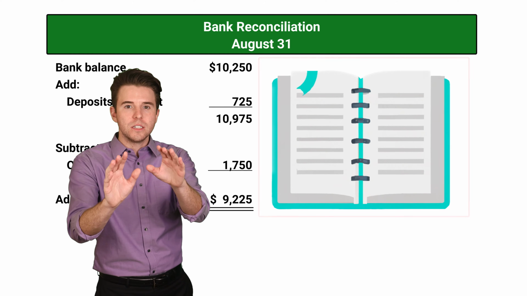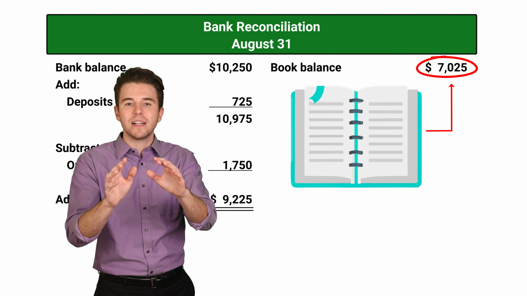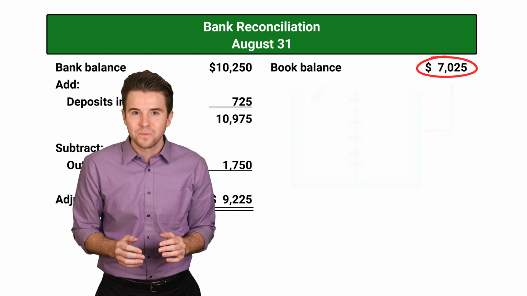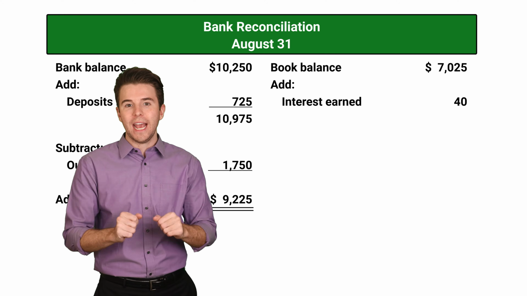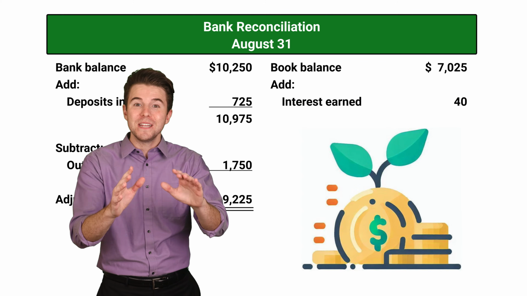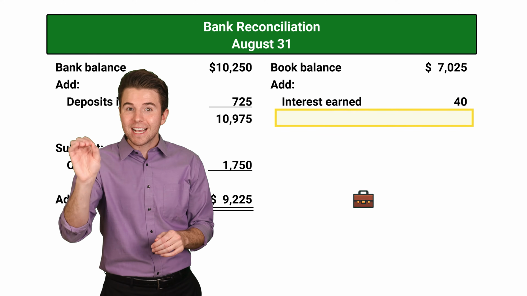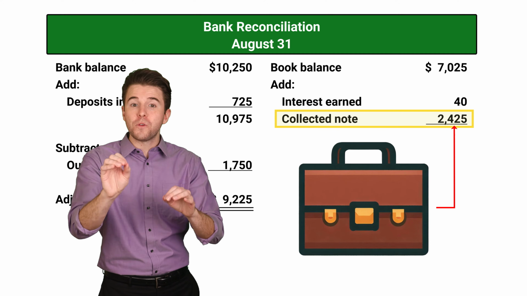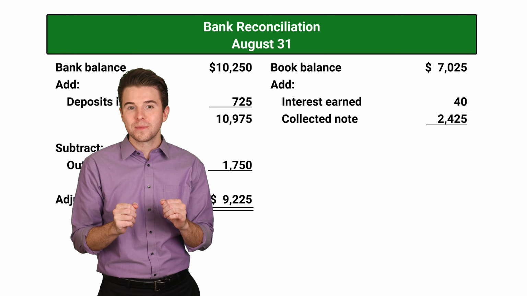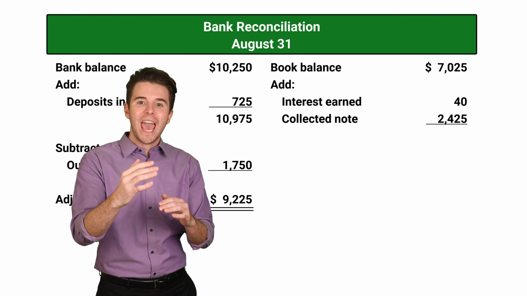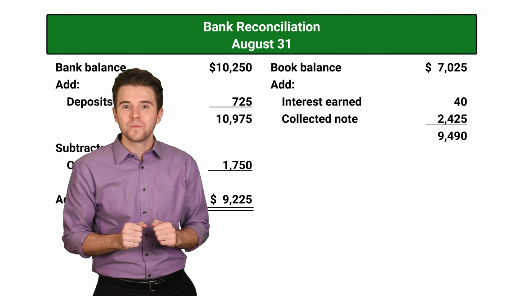Our accounting records show a book balance of $7,025 as of August 31st. Next, we add any interest and unearned cash receipts. The bank statement shows we earned $40 of interest and that the bank collected a $2,425 note receivable for us. These cash increases have not been added to our books, so we add them here.